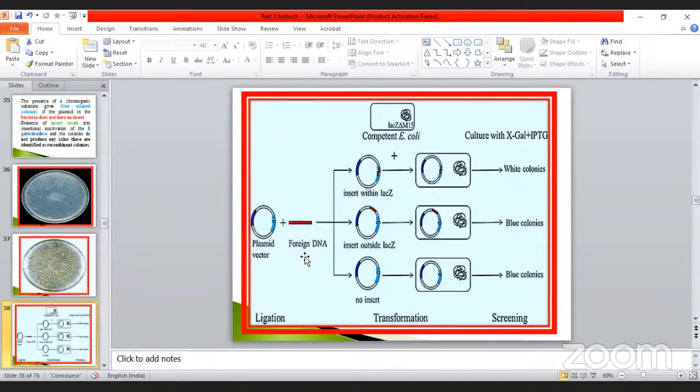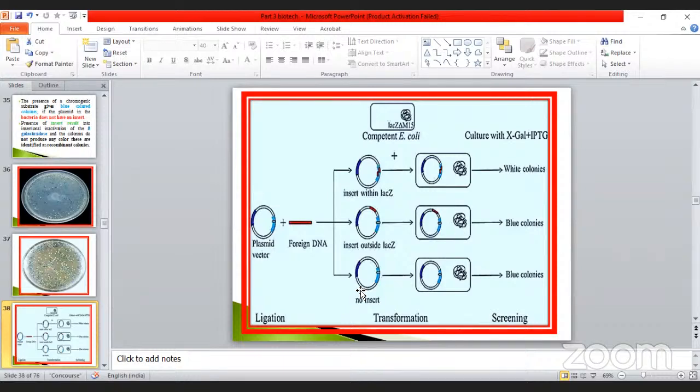Then you have to add the foreign DNA. Then insert within the lacZ gene, insert outside the lacZ gene, and no insert. Okay. So the color will be correspondingly different. Suppose these two are inserted. Here the insert is within the lacZ gene, inserted inside the plasmids. Here the insert is outside the lacZ gene. Outside means outer. Okay. So as a result, what happens? How will it be expressed?